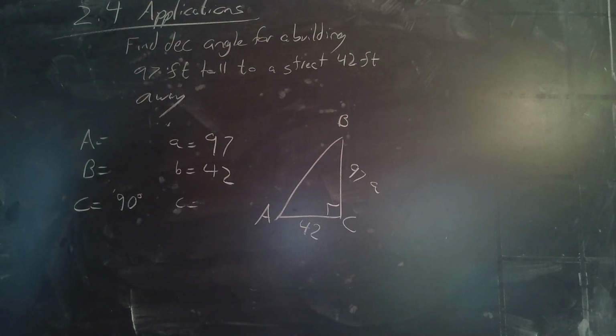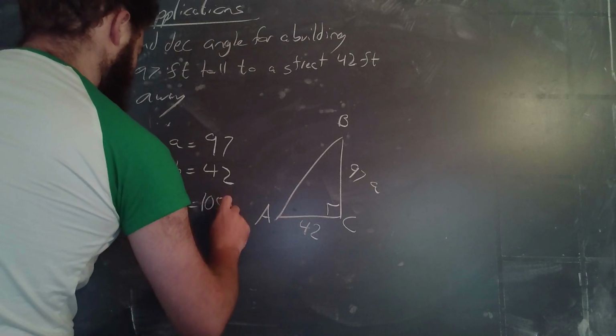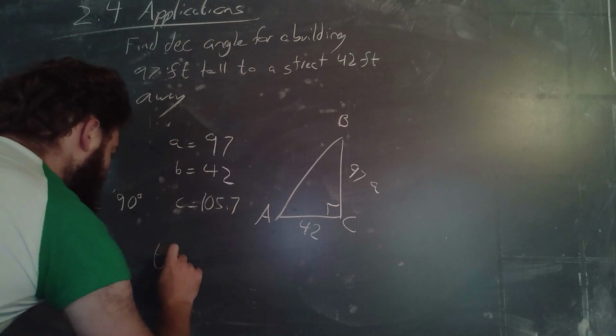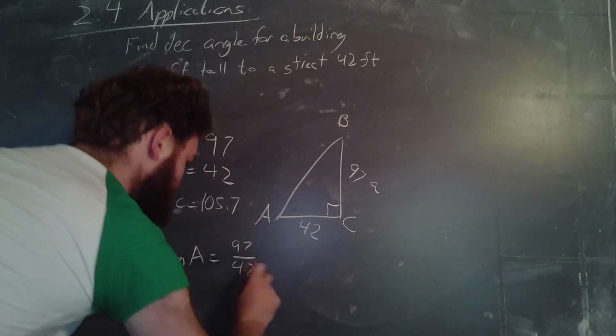So we have 2 sides already, which means we can go ahead and do our Pythagoras theorem with 97 squared plus 42 squared, and then take a square root. That will give us that C is 105.7. Next, we can find capital A, because remember, we like working with capital A because it is the angle that is in standard position here. So we can write that the tangent of capital A was 97 over 42.